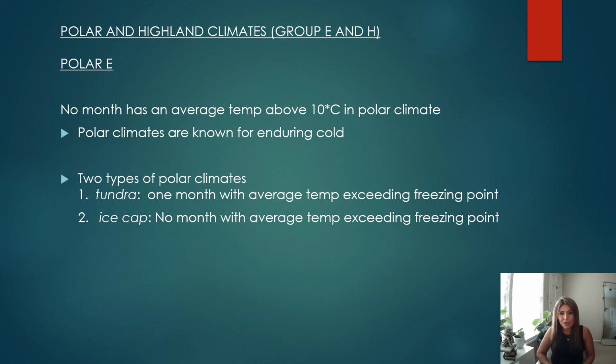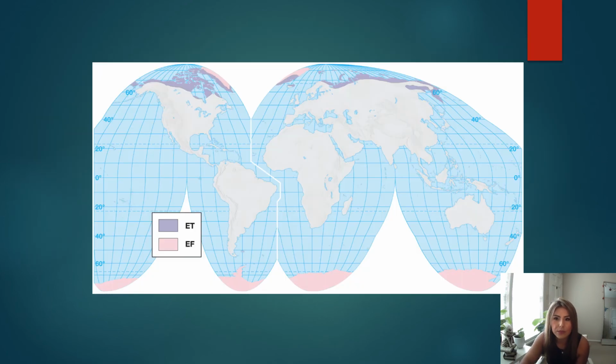The only difference is that in the tundra, you have one month in which the average temperature exceeds freezing. So it's still very cold, but one month is just a little bit less cold, okay? And then Group H. Well, let's look. You have tundra and polar. These are going to be tundra, and then the pink will be polar, okay?